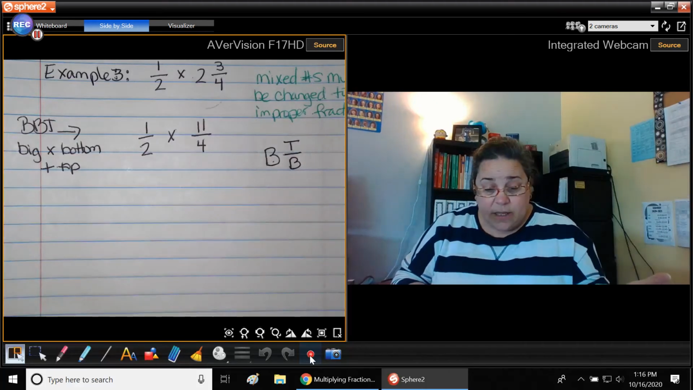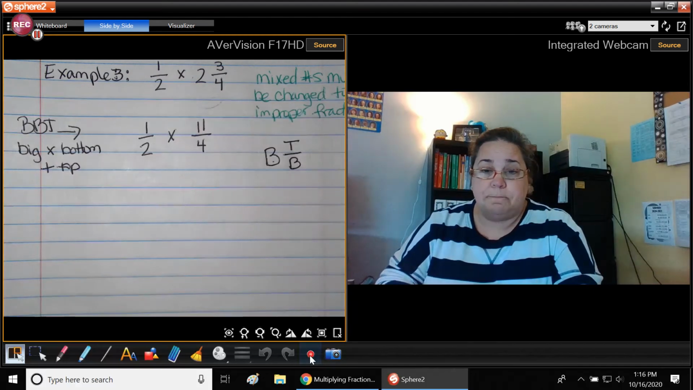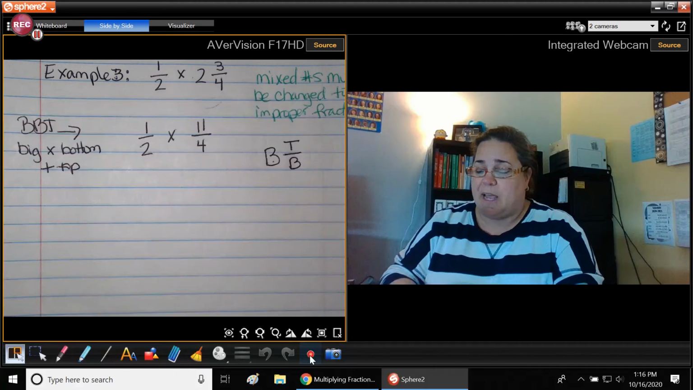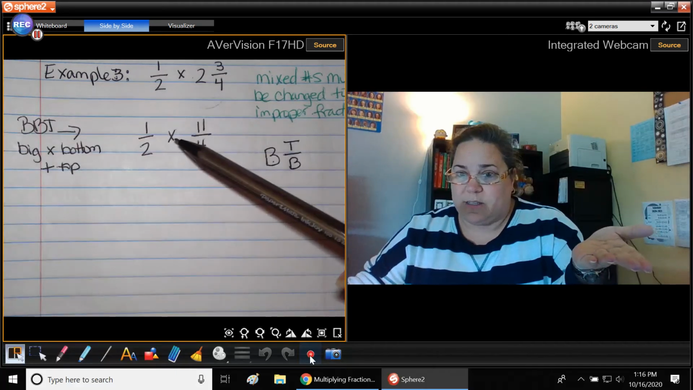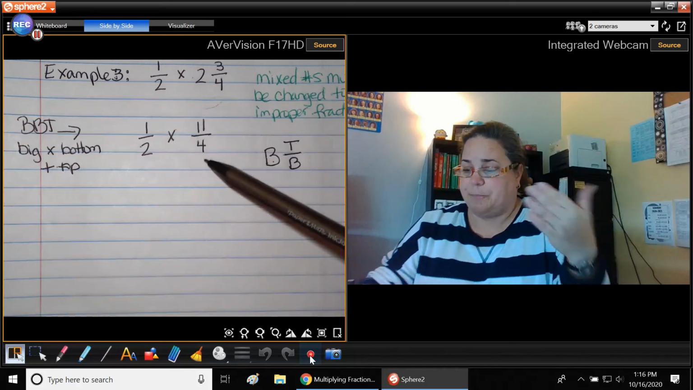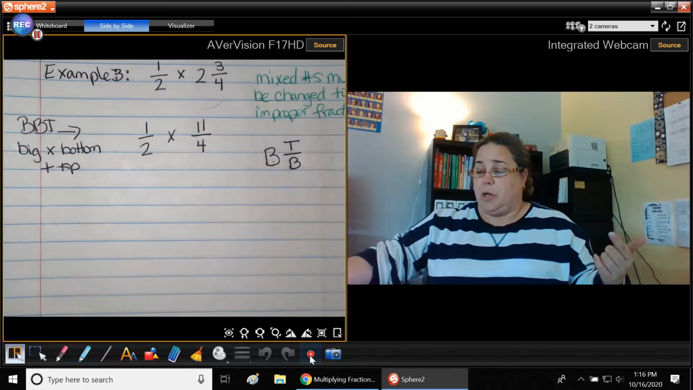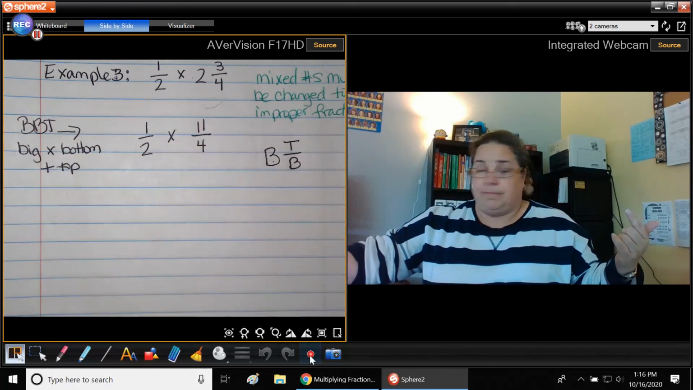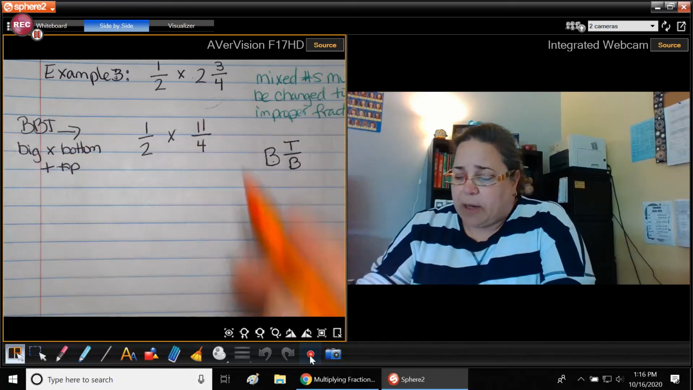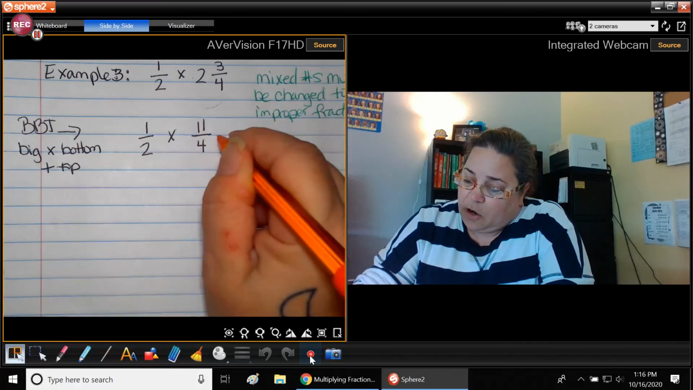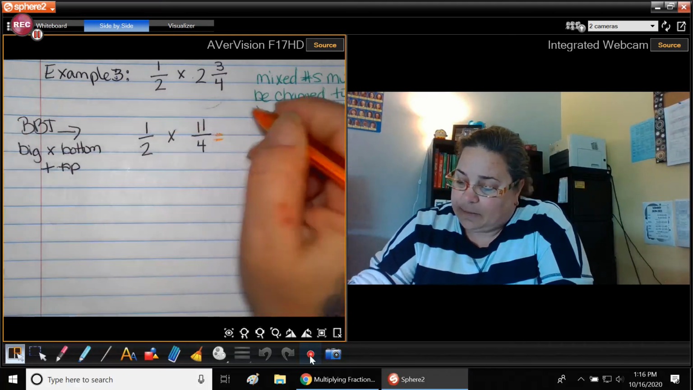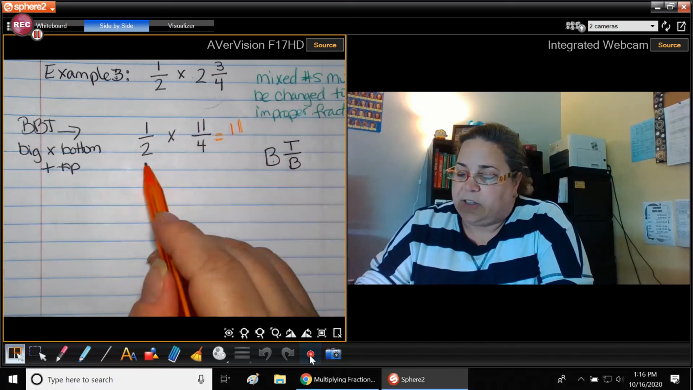Okay, now I am going to check to see if I can simplify before I multiply. Is there a number that goes into both 1 and 4? No, it's already a 1, so we can't do anything there. Is there a number that goes into both 2 and 11? Nope. Prime numbers. So that means I just multiply straight across. So when I multiply straight across, I get 1 times 11, and then 2 times 8.